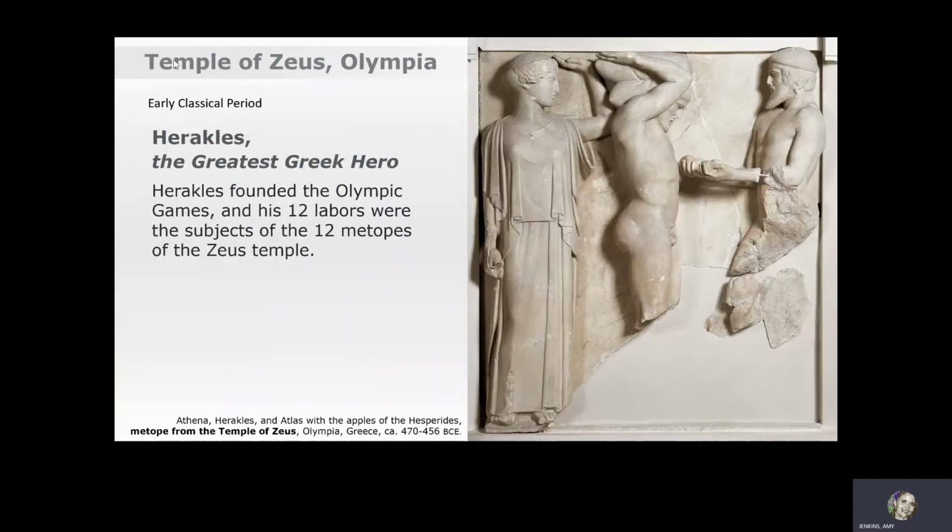Temple of Zeus at Olympia: Athena, Heracles, and Atlas with the apples of the Hesperides. It's a metope from the Temple of Zeus in Olympia, Greece, circa 470 to 456 BCE. It is the early classical period. Heracles is the greatest Greek hero. Heracles founded the Olympic Games, and his 12 labors were the subjects of the 12 metopes of the Zeus temple.